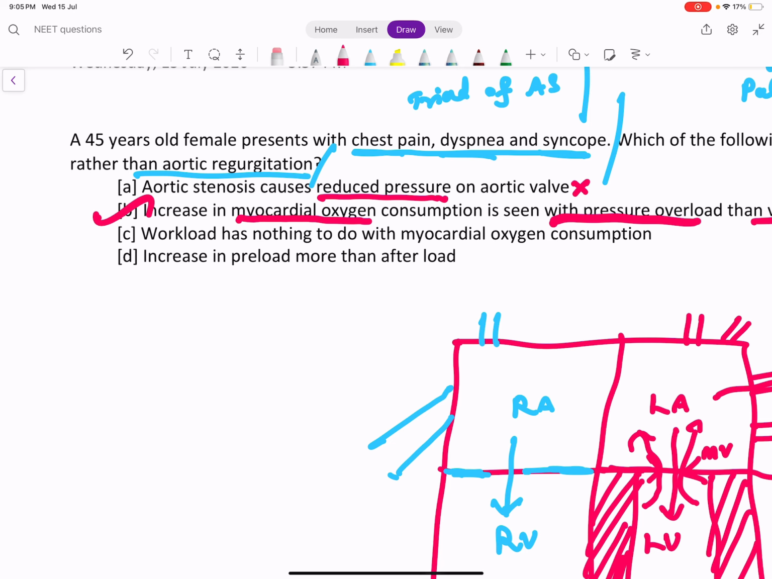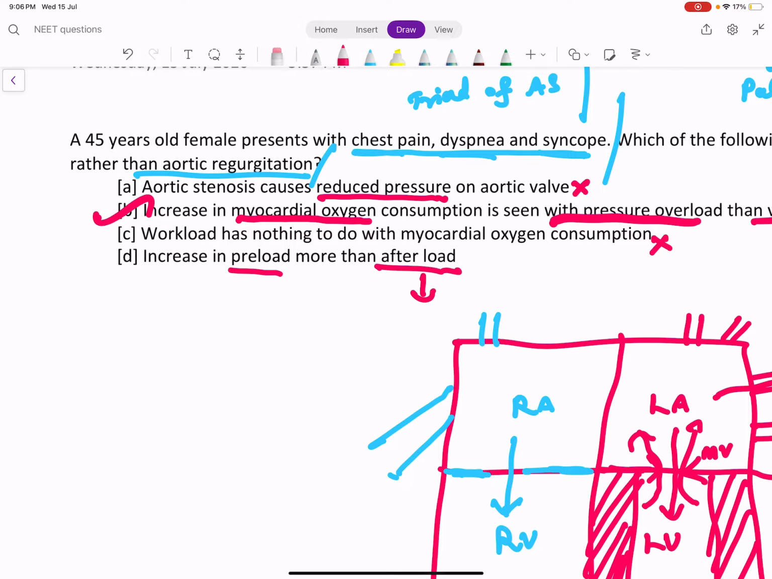Workload has nothing to do with myocardial oxygen consumption. Wrong. We know Laplace's law. Wall tension is directly proportional to the pressure. So more pressure, more workload, more oxygen consumption, right? Next option: increase in preload more than afterload. It is actually the reverse.